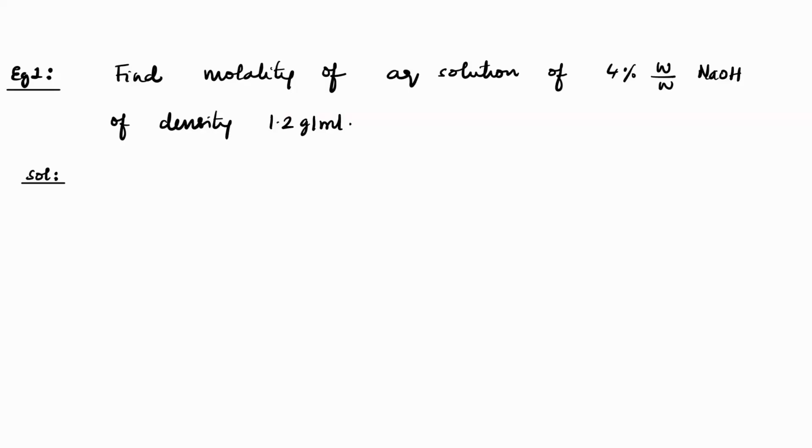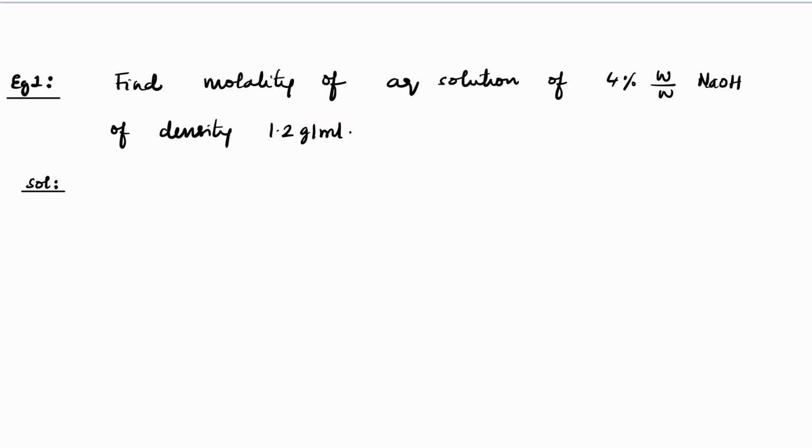See how we can use the formula and get it. First, try to get molarity because percentage weight by weight is given. So molarity is equal to percentage weight by weight, which is 4, into 10 into density, which is 1.2, upon molecular weight of solute. In this case, it is 40. So molarity is 1.2 molar.